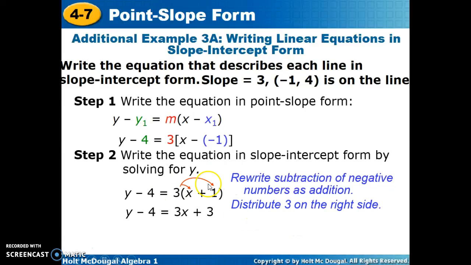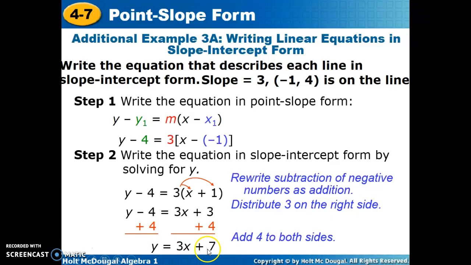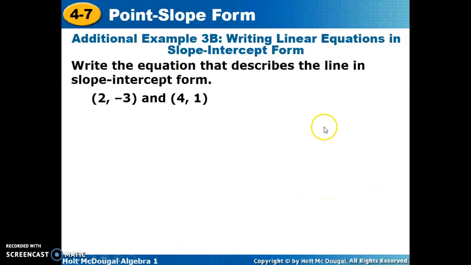First thing we're going to do is simplify the right side by distributing the 3, and then we're going to add 4 to both sides, and we come up with slope-intercept form. So you can see from this little exercise, it's quite simple to go from point slope to slope-intercept. We're going to do the same thing again, except now we have 2 points and no slope.